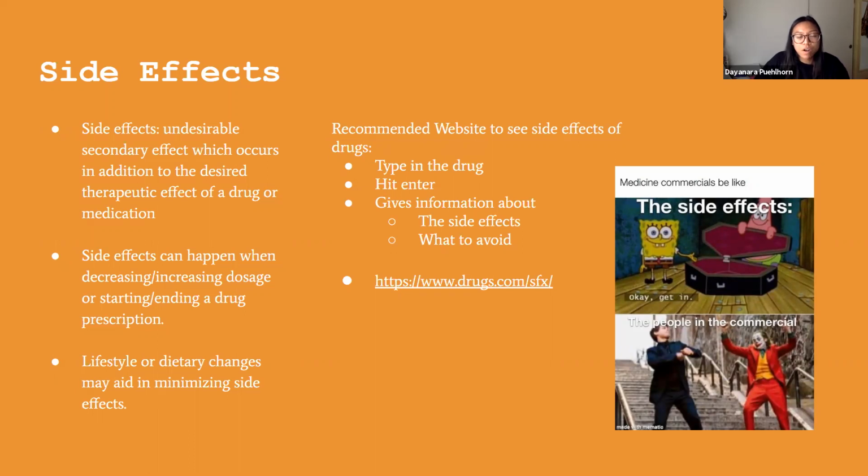More common side effects are upset stomach, headaches, and dizziness. More severe side effects, which may need immediate medical attention, are chest pains, abdominal pains, and blurred vision. In the list of side effects, they tell you which ones need more immediate medical attention versus the ones that are more common and don't need immediate medical attention.